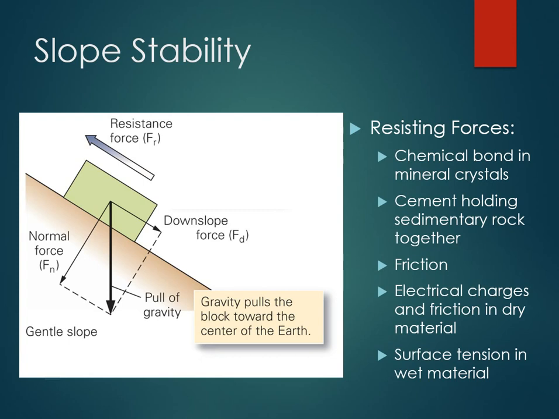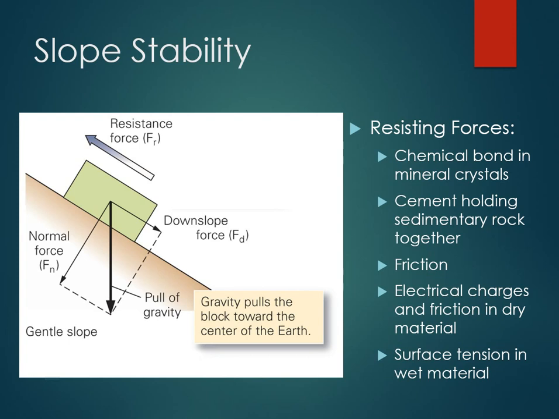So examples include chemical bonds in mineral crystals. The minerals themselves hold a rock together to keep it from sliding. It could be cement that holds a sedimentary rock together. Oftentimes it's friction, and that's what holds two different types of rock layers together. So if you have a layer of sandstone with a layer of limestone on top of it, it's pretty much friction that's holding it there.